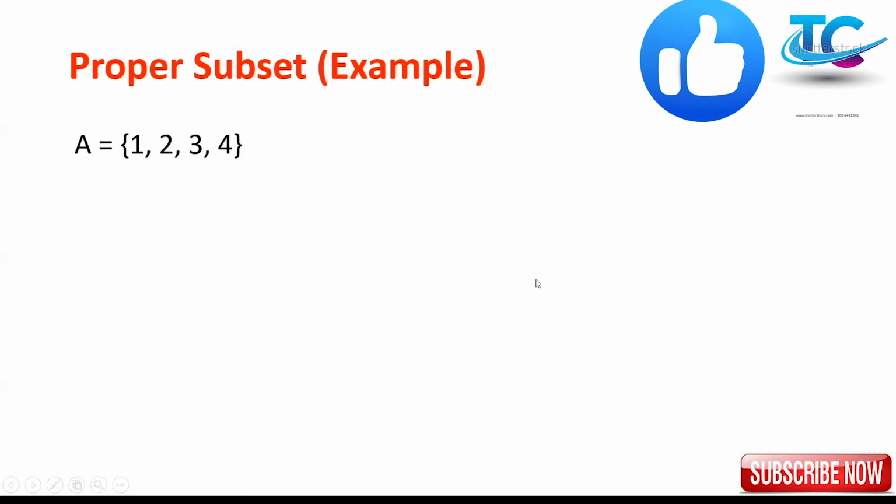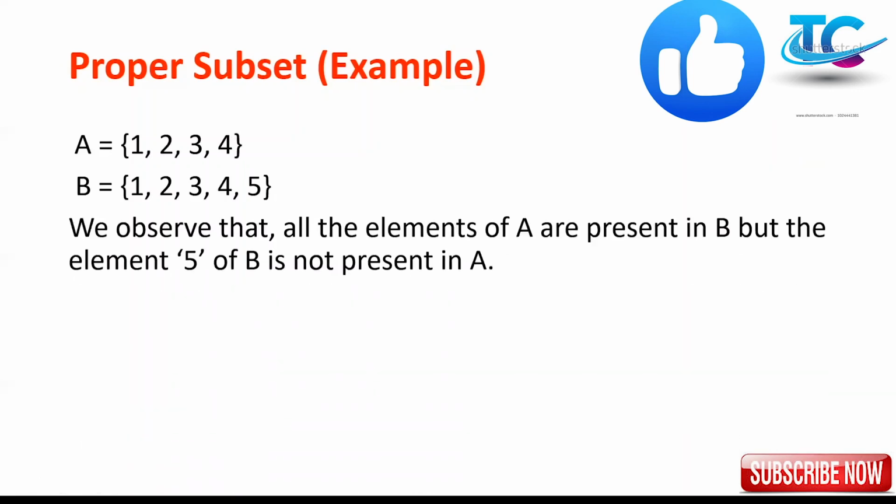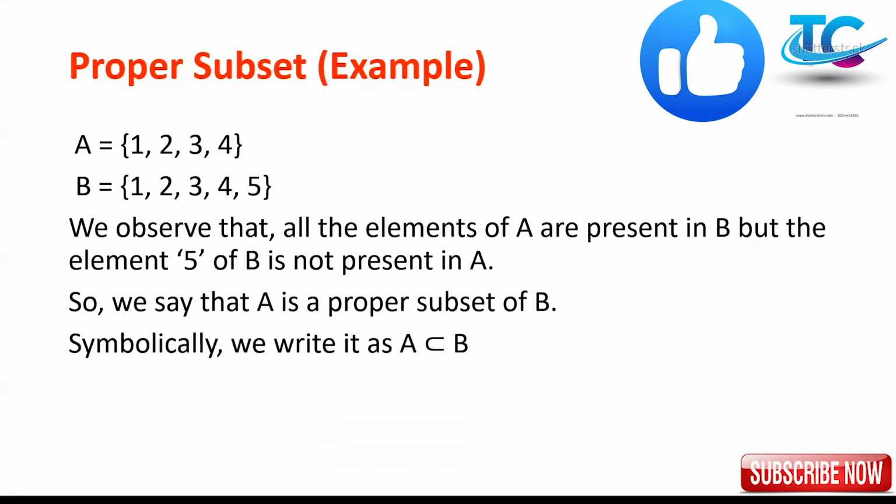Like A is {1, 2, 3, 4} and B is {1, 2, 3, 4, 5}. So 2 conditions are there for a proper subset. All these elements 1, 2, 3, 4 also belong to set B, and A and B are not equal. So both conditions for a proper subset are satisfied here. So we can say A is a proper subset of B. Symbolically we can write it like this: A ⊂ B, A is a proper subset of B.